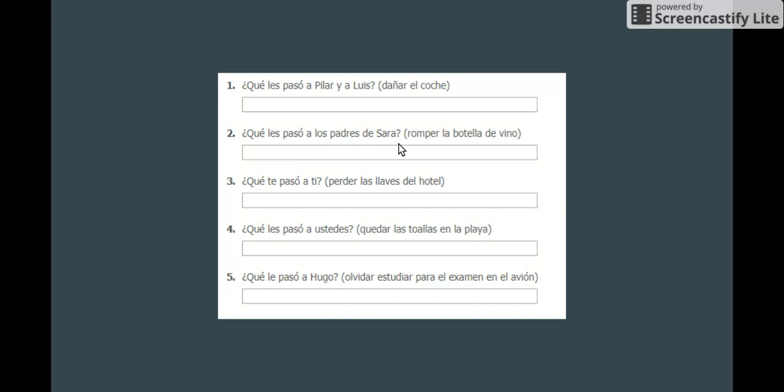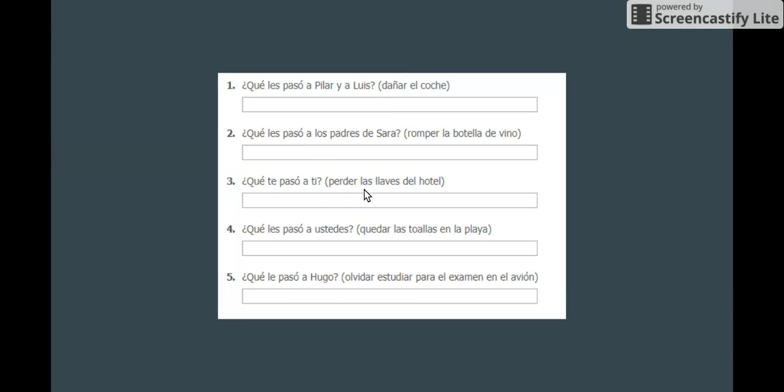¿Qué les pasó a los padres de Sara? Romper la botella de vino. Well, we would have se, and then to whom did it happen? Los padres. So les. And then la botella is singular, so romper would be rompió. Se les rompió la botella de vino. And these are all in the preterite tense, since it happened once in the past. If something doesn't continue to break or get injured, it happens once.